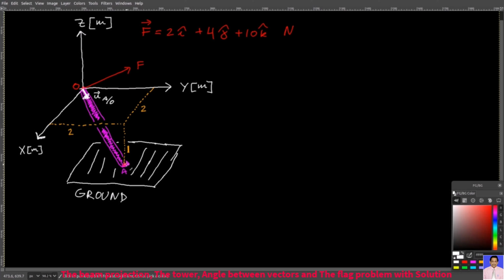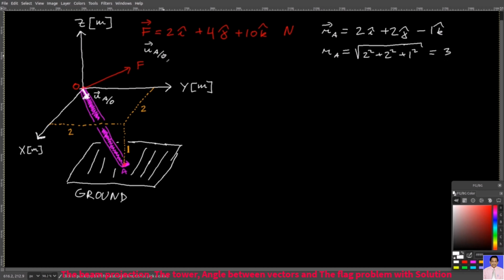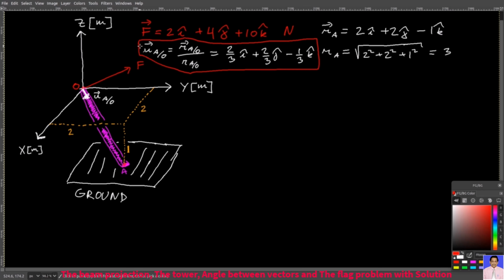So in the A direction from O, the position vector of A is this one. The magnitude of this vector is this one here. It's 3. So this unit vector equals this one, which eventually gives you this thing here. So that's your general unit vector.